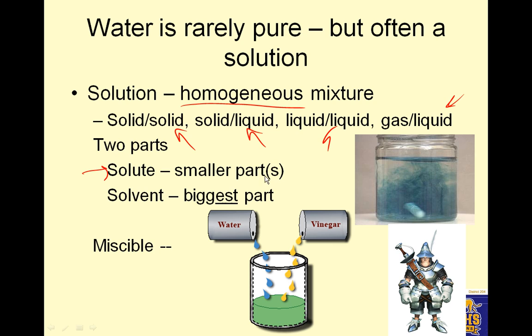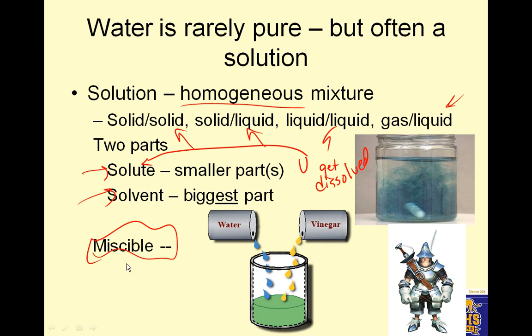The solute, the smaller part. The solvent is the biggest part. The thing that gets dissolved, you get dissolved. All right, that's how I remember it. You solute get dissolved. Solvent is the bigger part that does the dissolving.